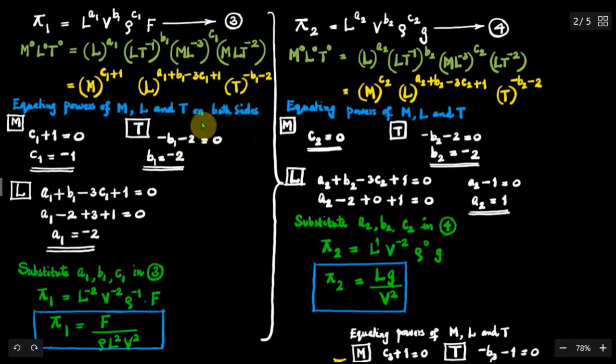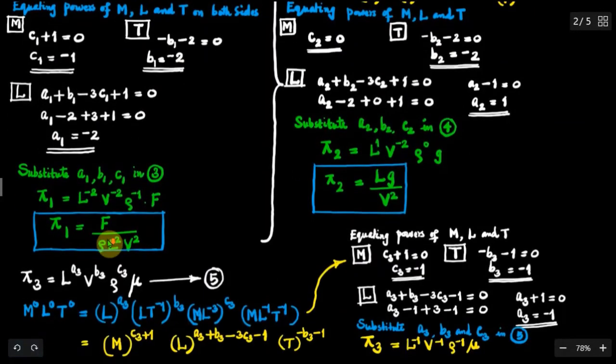And now equating the powers of L on both sides. On the left hand side we have 0, and on the right hand side the power of L is A1 plus B1 minus 3C1 plus 1. So A1 plus B1 minus 3C1 plus 1 is equal to 0, in which we now insert the value of C1 as minus 1 and the value of B1 as minus 2. Once you insert that and solve for A1, you'll get A1 is equal to minus 2. So the indices are A1 is minus 2, B1 is minus 2 and C1 is minus 1. Now insert that in the pi term.